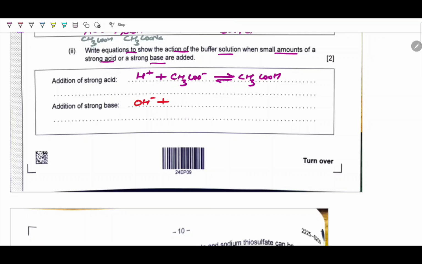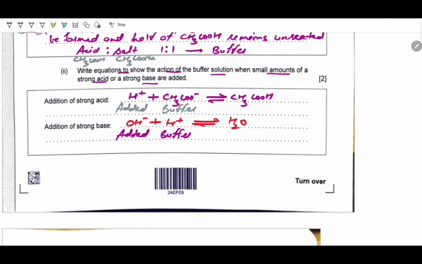They will combine with H+ ions of the buffer and convert into water. Hence the added OH- ions are neutralized. These are the added ones, and these are from the buffer. Both ions get neutralized. Thus there will be no change in pH.